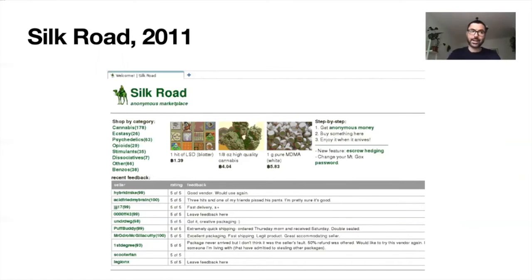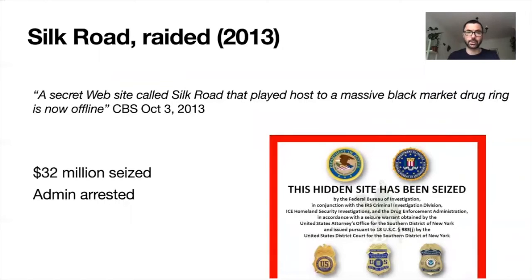Of course, the kind of good they were selling was not appreciated too much by law enforcement, and Silk Road was raided in 2013. This is how CBS at the time told the story.